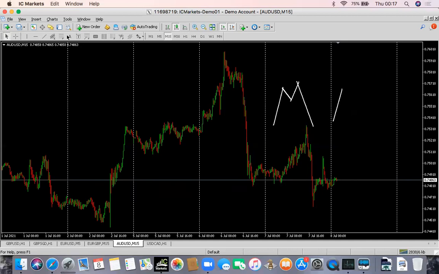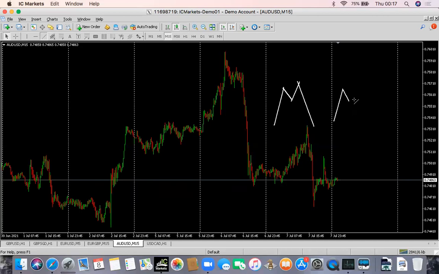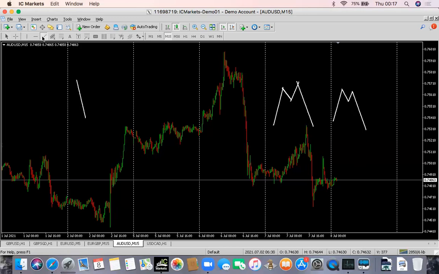A pullback that doesn't break structure up, then it sells. So this will be GBPUSD, GBPSGD, or GBPSGD, GBPUSD for a sell. For buy, just the opposite. For buy, it will be the opposite.